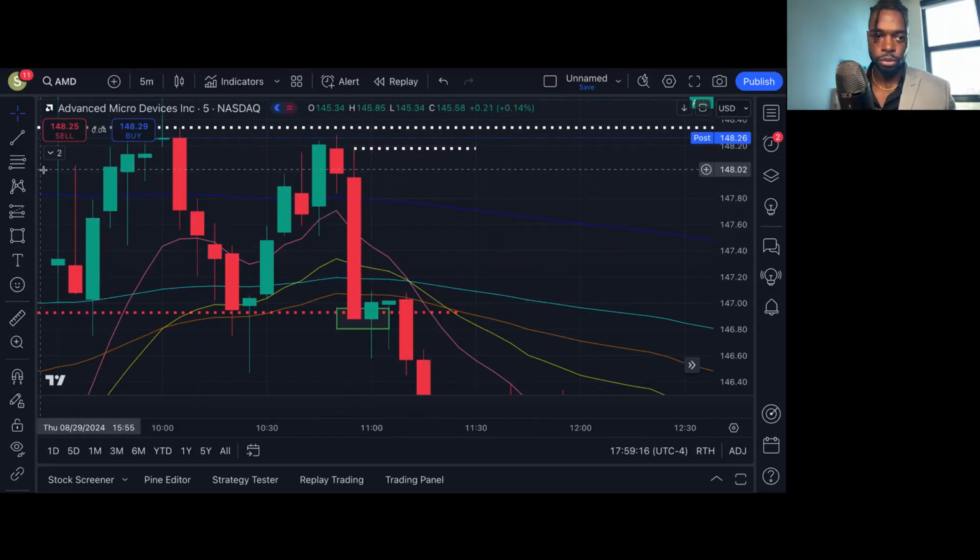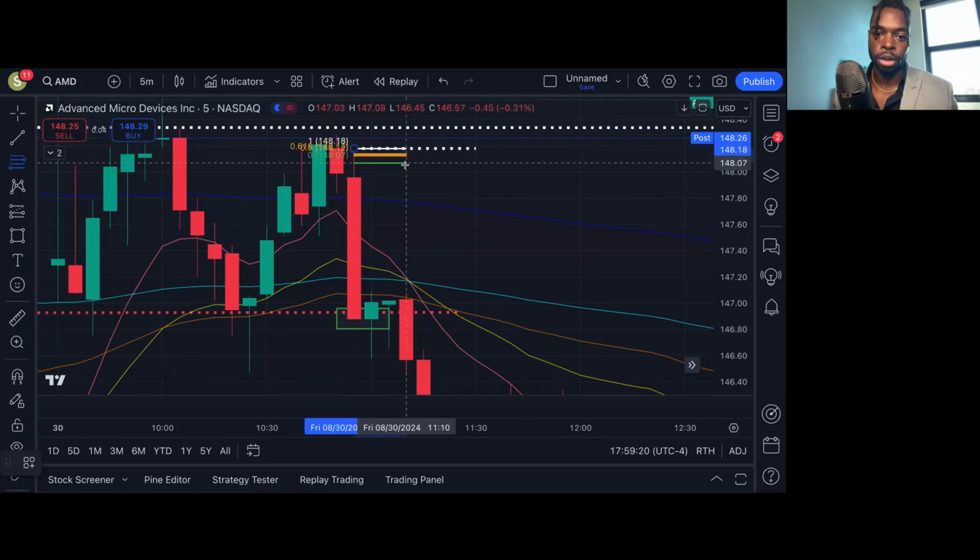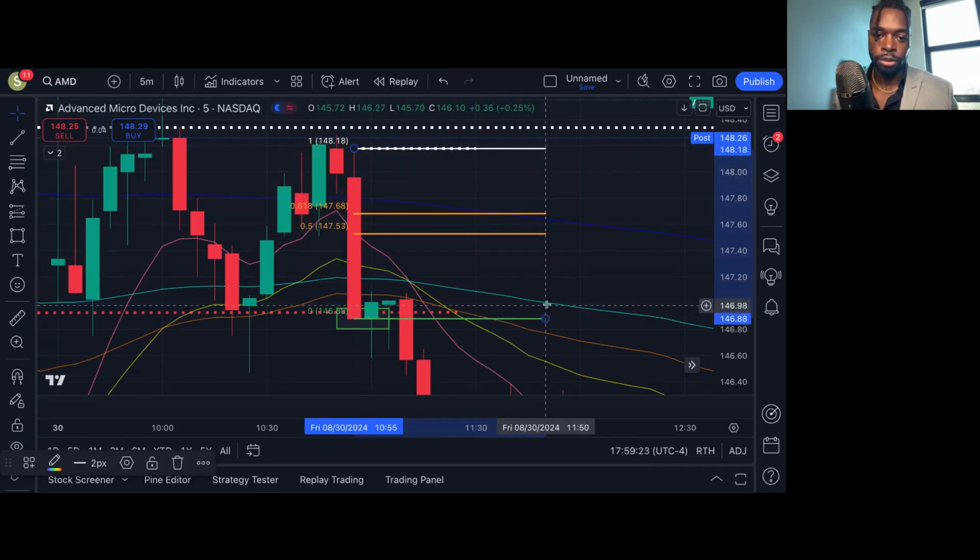So what I like to do is I'll use a Fibonacci retracement. So I'll measure the length of that bar, and then price should not come back higher than this 0.618 Fib. So that's what I like to do for my stops on larger moves.